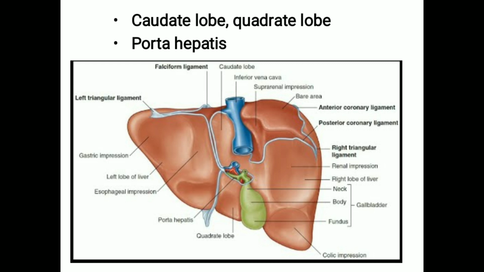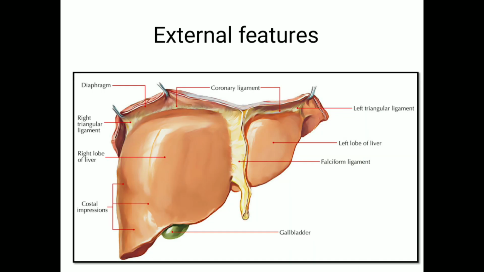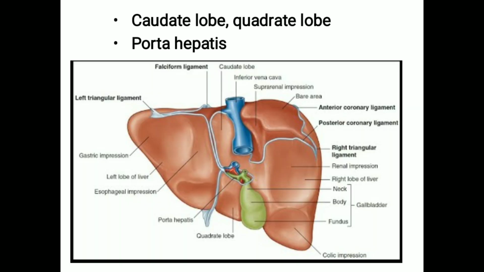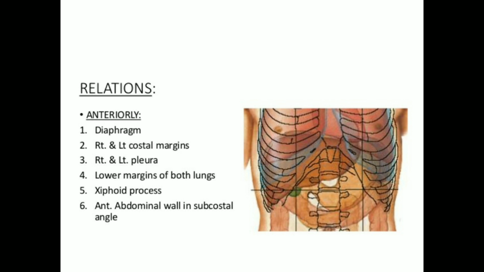The posterior and the inferior surface is related to many abdominal viscera. Then there are lobes of the liver. You can see here, the larger part is called the right lobe of the liver, and this is called the left lobe of the liver. Now next you will see about the relations of the liver.